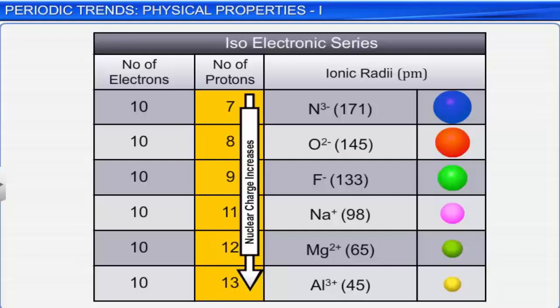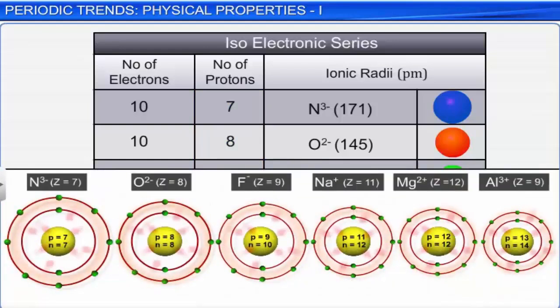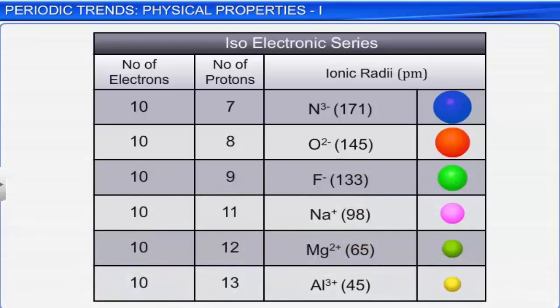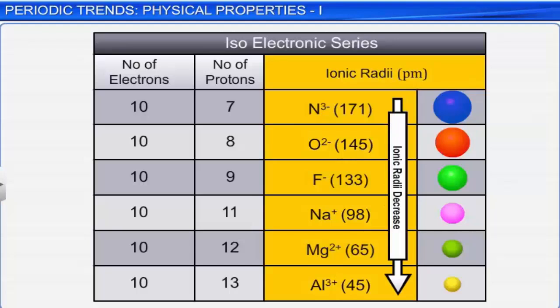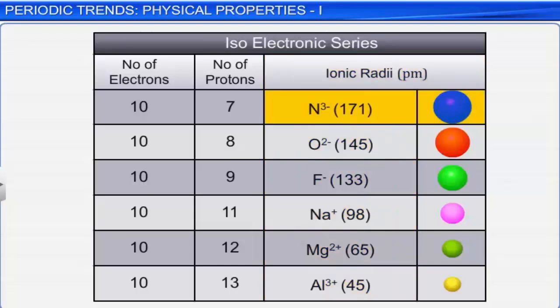For example, N-3, O-2, F-, Na+, Mg+2 and Al+3 ions have the same number of electrons, that is 10. However, their radii would be different because of their different nuclear charges. As cation with greater positive charge has smaller radius and anion with greater negative charge has larger radius, the order of ionic radii among the isoelectronic species increases in the order as shown here.